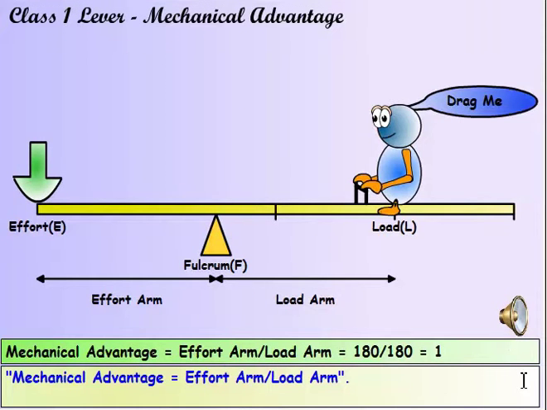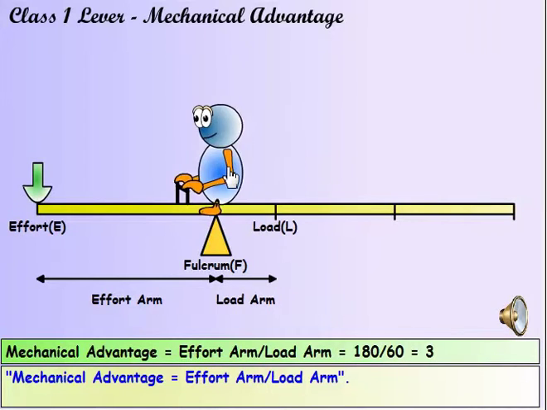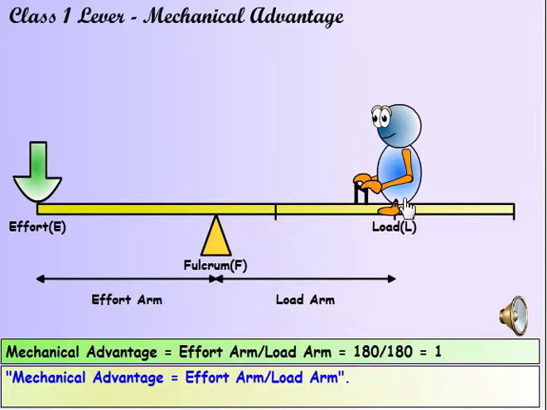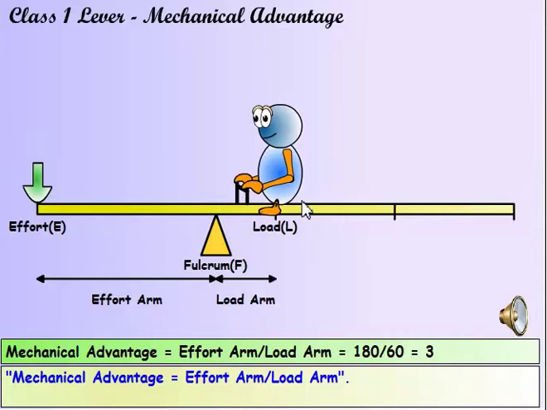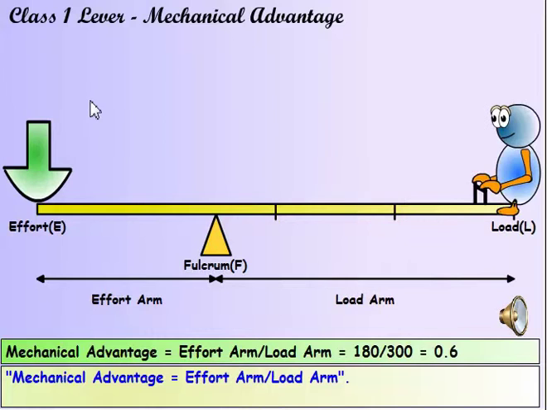The effort arm is the distance between the fulcrum and the effort, whereas the load arm is the distance between the load and the fulcrum. Mechanical advantage is the ratio between the effort arm and the load arm. Mechanical advantage can be thought of as the number of times your machine can multiply the force that you input. Therefore, the closer the load is to the fulcrum, the greater is the mechanical advantage.